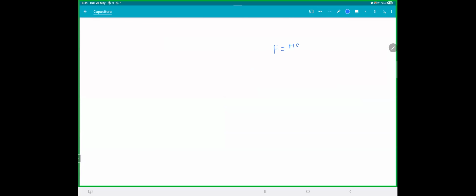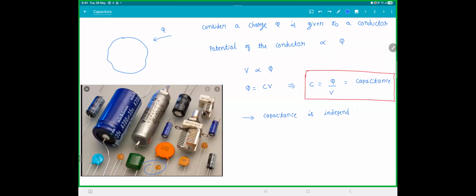It's like F is equal to ma. If I increase the force, acceleration will change, but mass will not change. Isn't it? So m is a constant. In the same way, Q is equal to CV, and C is a constant. Capacitance is independent of Q and V. So if you mess with Q or V, they both will adjust. C depends only on the material and the dimensions. So it basically depends on the geometry, material, and dimensions of the system.